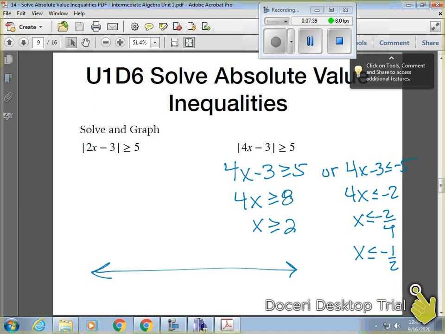On my number line, I have negative 1/2, positive 2. Negative 1/2 is going to the left. Positive 2 is going to the right. It's an or situation, so it's okay to have it that way.